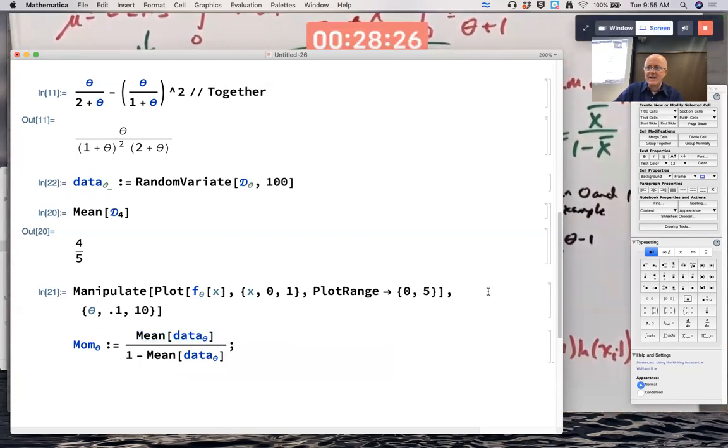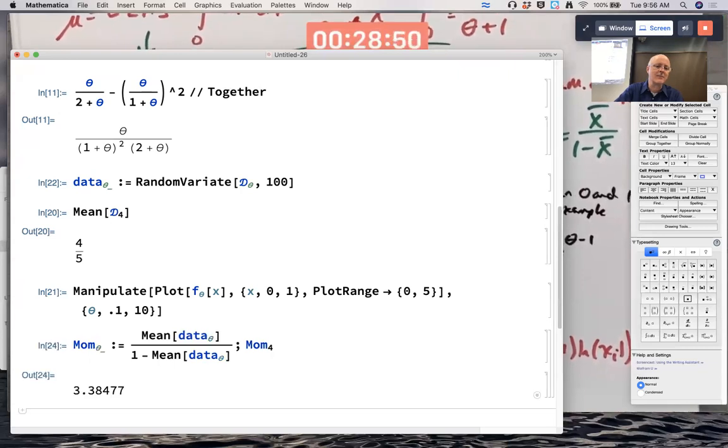All right, Mathematica, what is M.O.M. of 4? When theta is 4, what's M.O.M. of 4? Should be close to 4. Oh, I thought it would work. Oh, I didn't use an underscore. Okay, not too far away. Yeah, okay, generally close to 4.